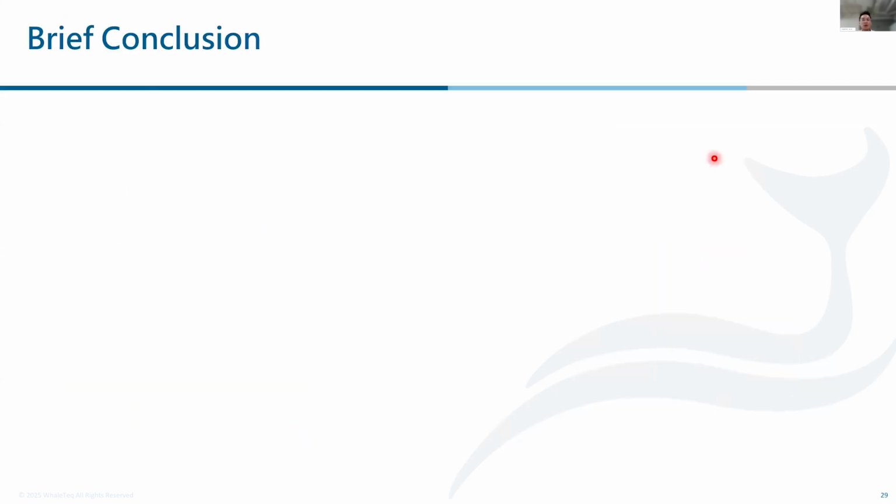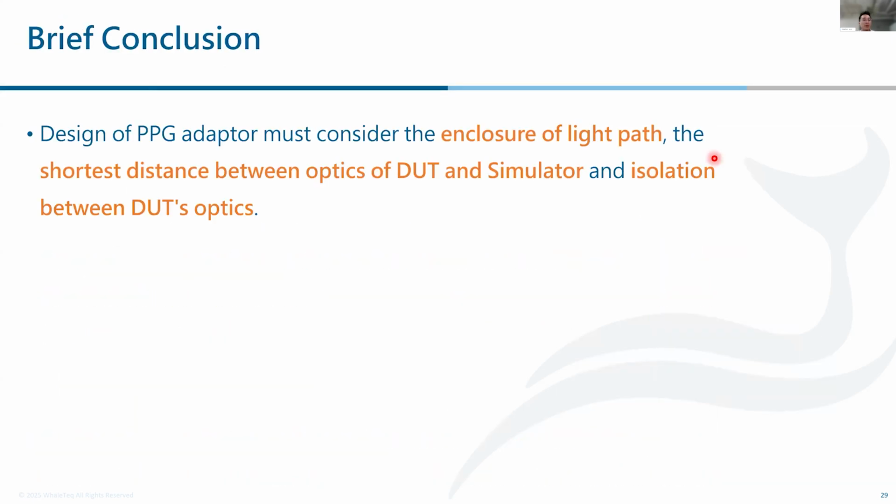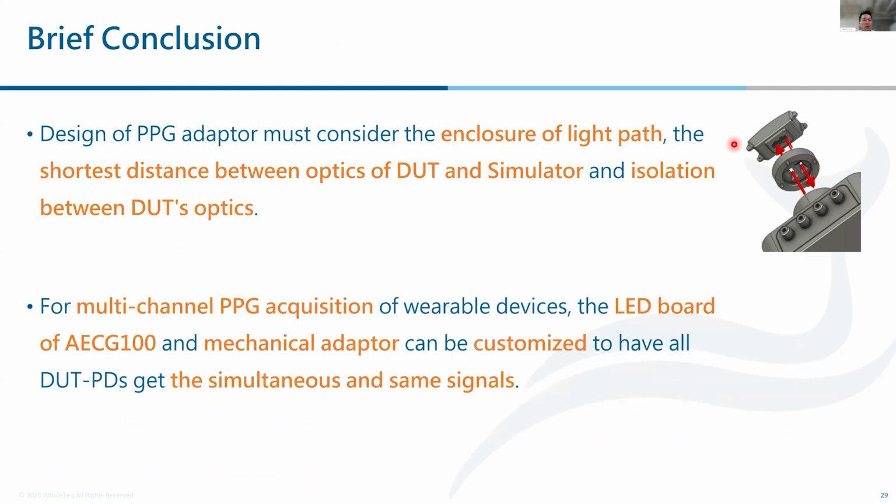So let's conclude that the design of the PPG adapter must consider enclosure of the light path, shortest distance between optics of the DUT and simulator, and isolation between optics of the DUT. And for the multi-channel PPG acquisition of the wearable device, the LED board of the AECG and mechanical adapter can be customized on demand to have all LEDs and the PD get a simulation and the same signal.